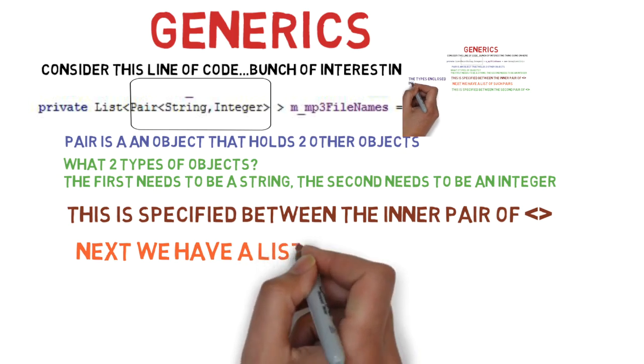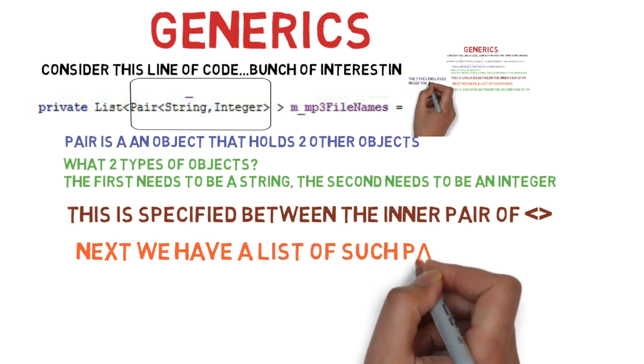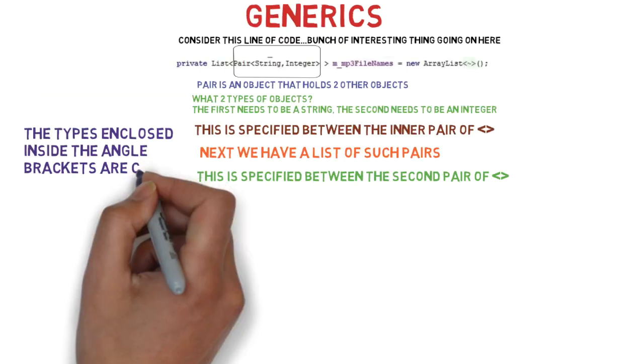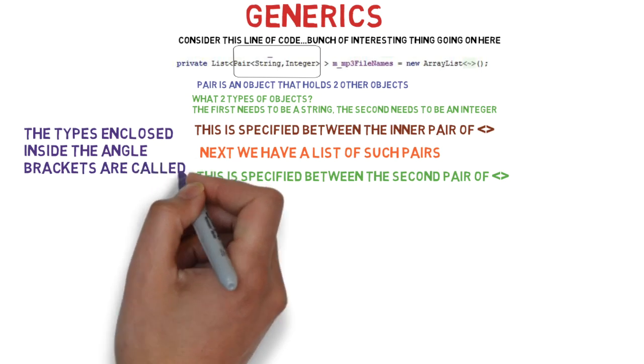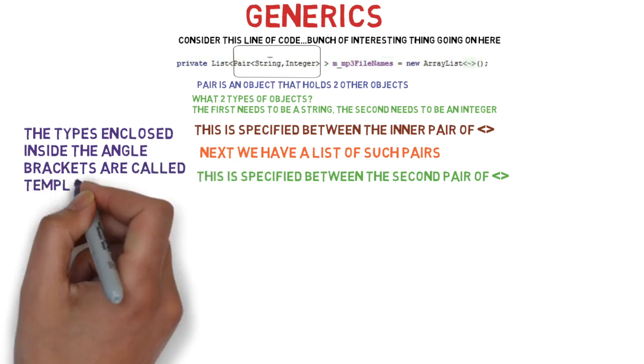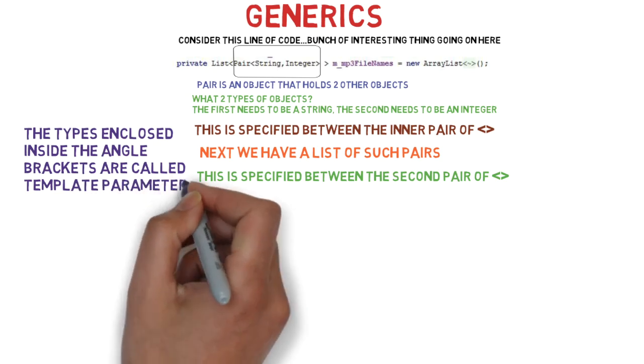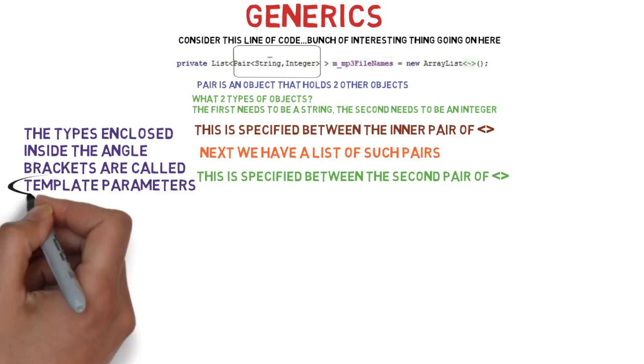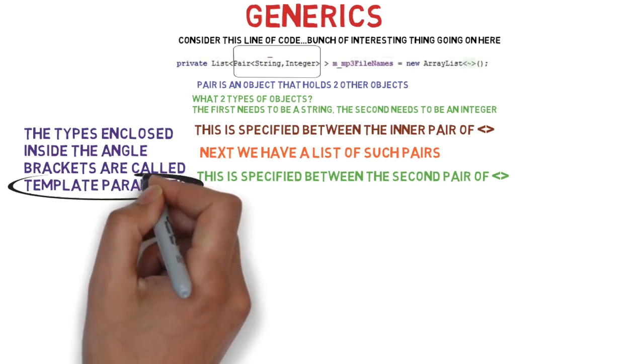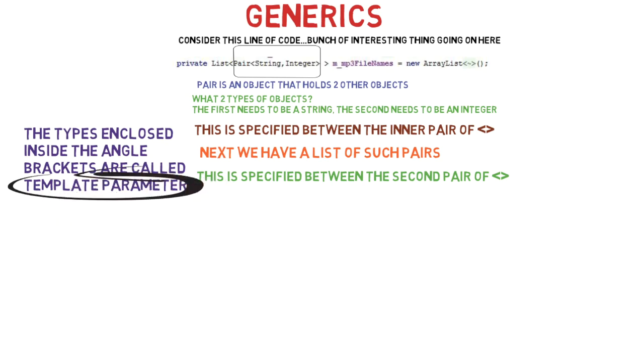Next, we have a list of such pairs. And by such pairs, I mean a pair of string and integer. We have a list of these pairs specified by the outermost list keyword. So we have a list of pairs of strings and integers being part of the pair.